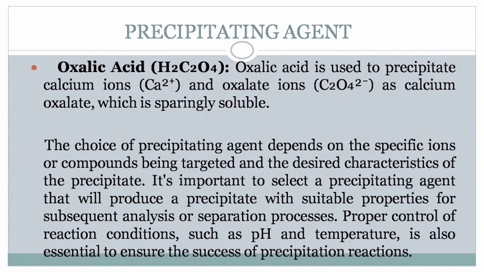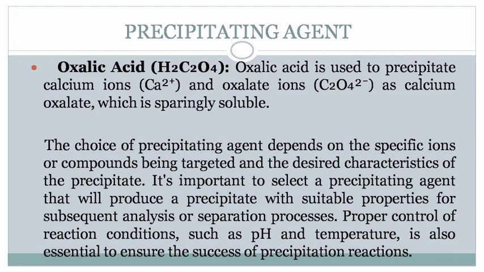Seventh, oxalic acid, H2C2O4. Oxalic acid is used to precipitate calcium ions, Ca2+, and oxalate ions, C2O4 2-, as calcium oxalate, which is sparingly soluble. Note: the choice of precipitating agent depends on the specific ions or compounds being targeted and the desired characteristics of the precipitate.